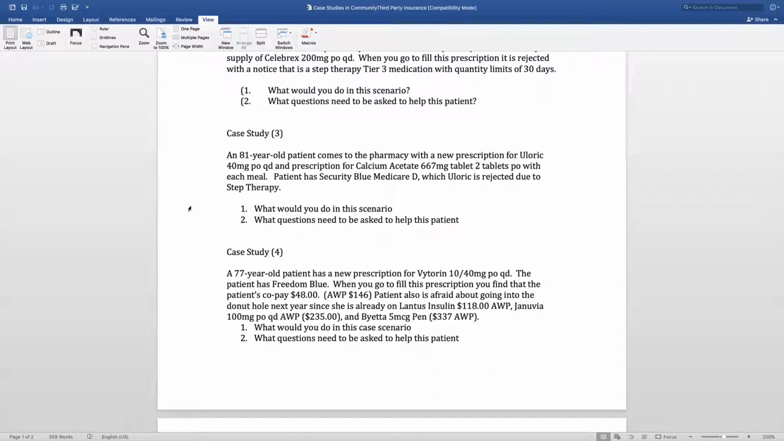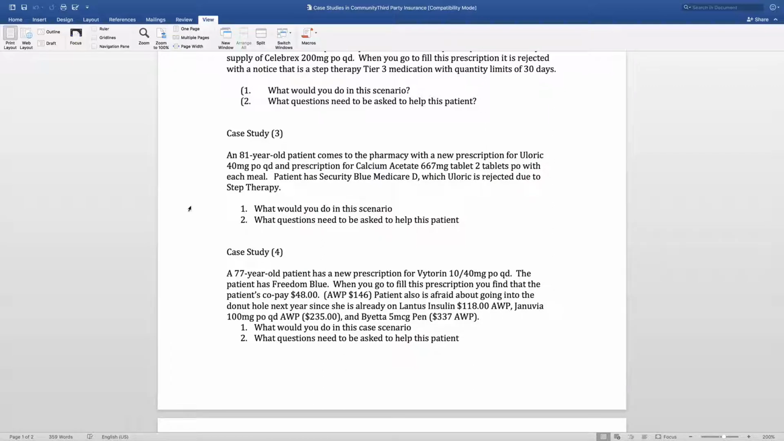Because a lot of times, too, Uloric is rejected due to step therapy. And step therapy is another way to alleviate prior authorizations. So if it came back as a rejection for step therapy, that means that the physician or the patient has never tried allopurinol before. Because if the patient had tried allopurinol before and failed it, say they got a prescription for it, and 30 days later they get a prescription for Uloric, with step therapy you usually don't need a prior auth, it'll automatically be covered.